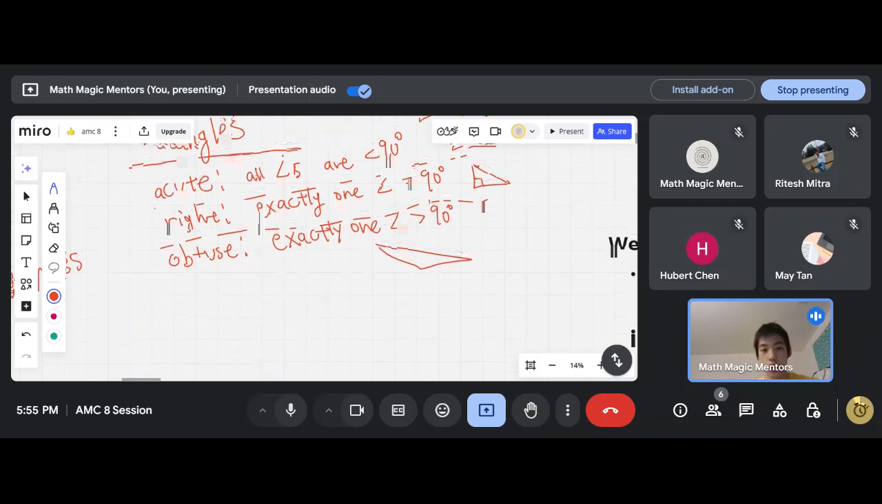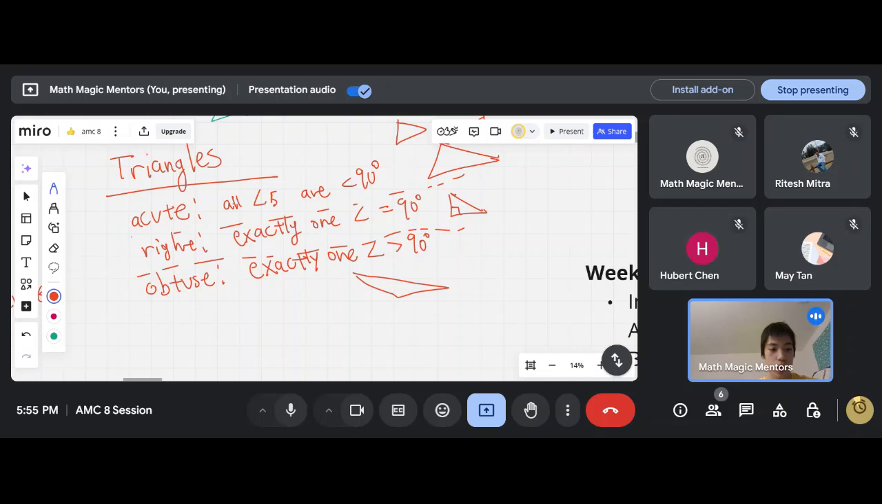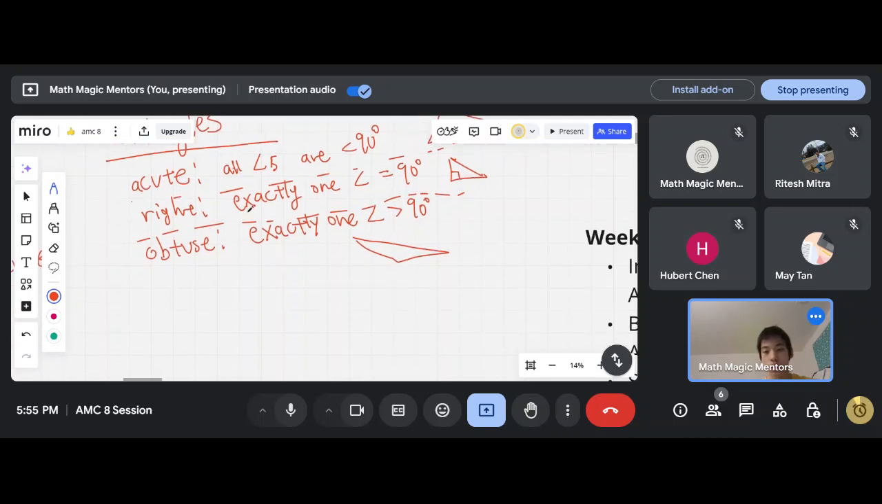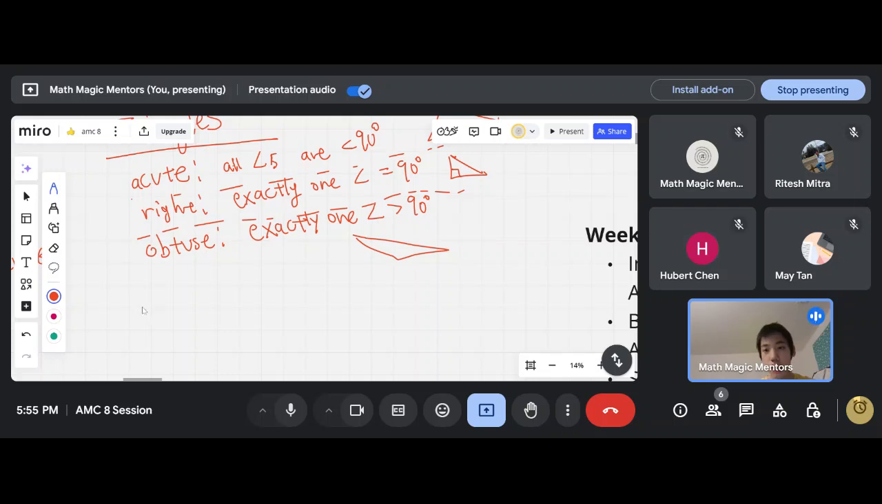And so those are different types of triangles concerning the angles. And so concerning the side lengths, we also have an equilateral triangle. All sides are the same. So it's going to look something like this. And then we use tick marks to mark that the side lengths are equal.